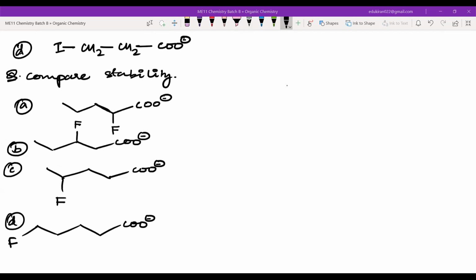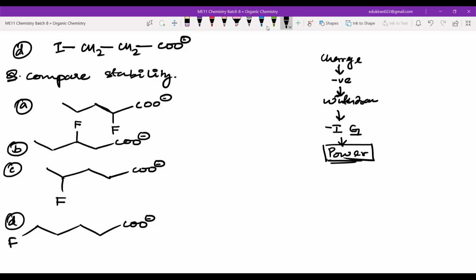These questions will not be there in NCERT. NCERT has just touched upon this area. So you'll find this in inductive effect. When I am going to compare the stability, again I have to look at the charge. If the charge is negative, then I have to withdraw electrons. Now I have to see the presence of a minus I group. I can see the minus I group is there. Now I have to look at the power of minus I, that means which minus I group is present.